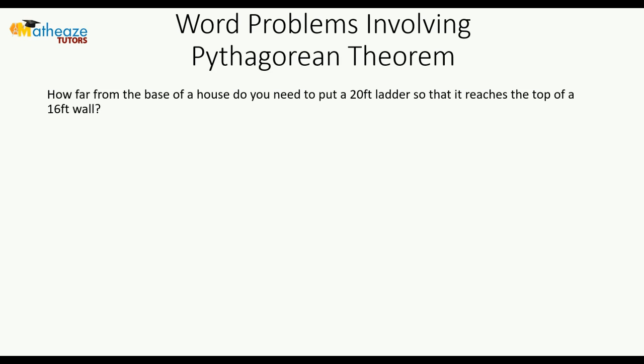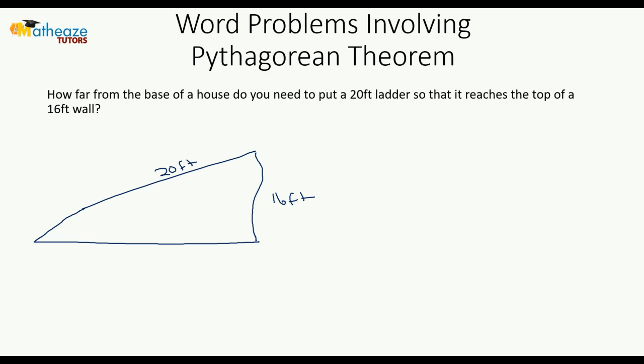How far from the base of a house do you need to put a 20-foot ladder so it reaches the top of a 16-foot wall? So we have a 20-foot ladder right there, and the wall is 16 foot. So we're going to draw a triangle, and we need to find this distance. Safe to say that this should be a right triangle, and we want to find the value of d.